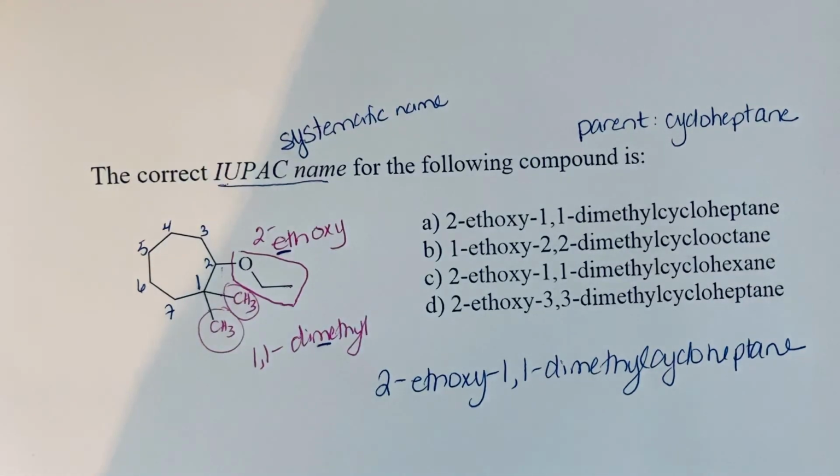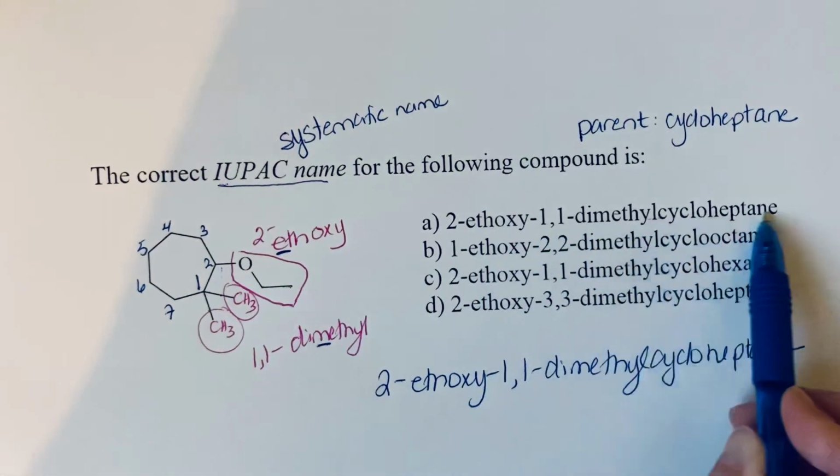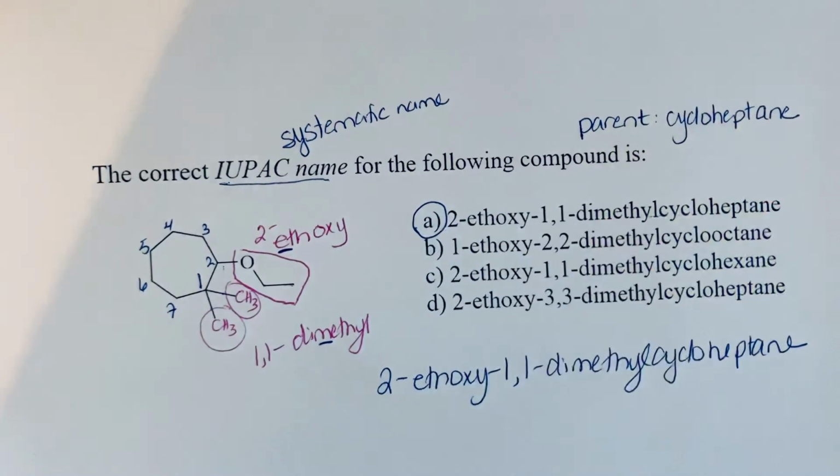So we need to find that option. So we see a 2-ethoxy-1,1-dimethylcycloheptane. So that is our name.